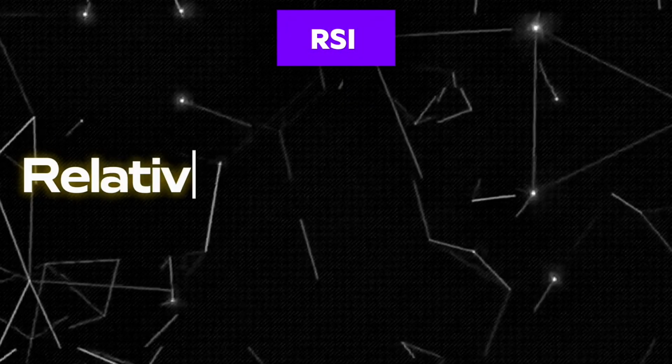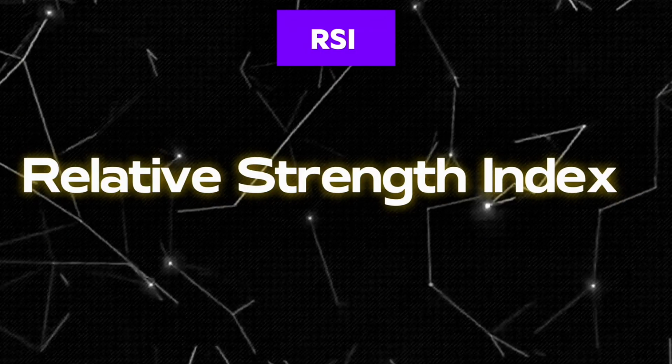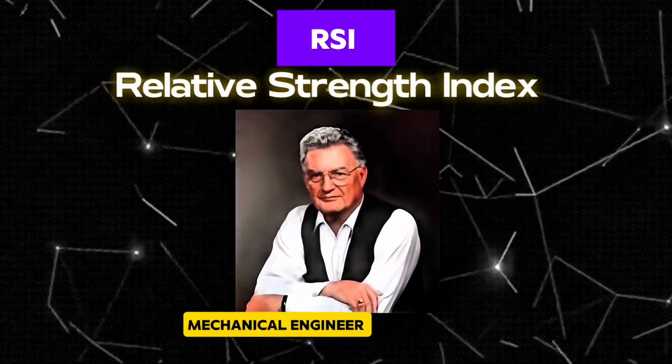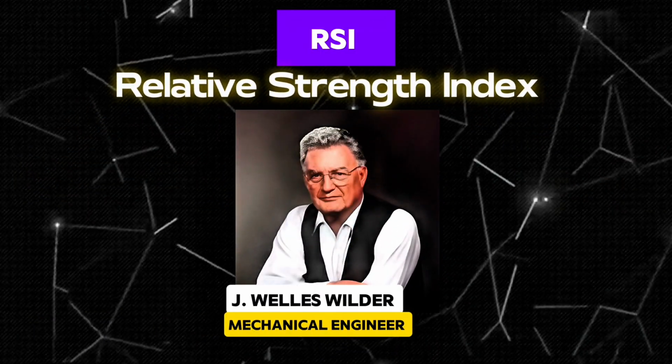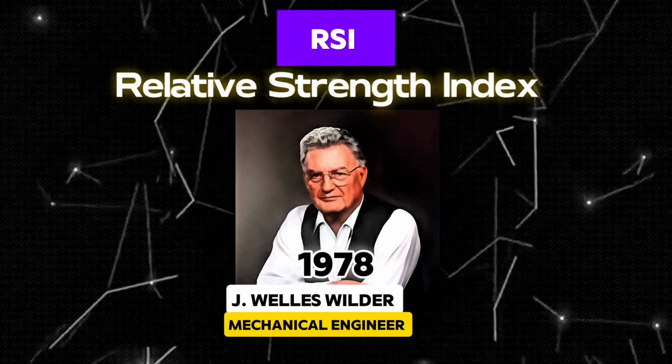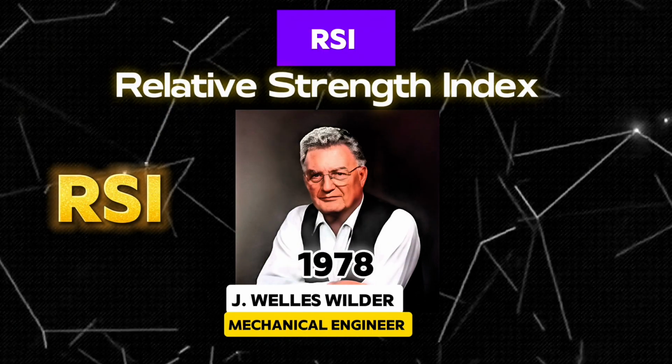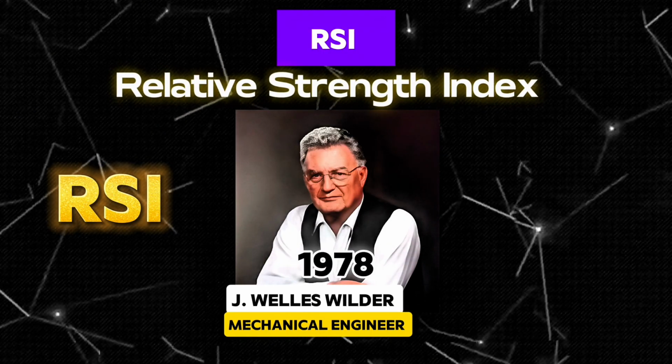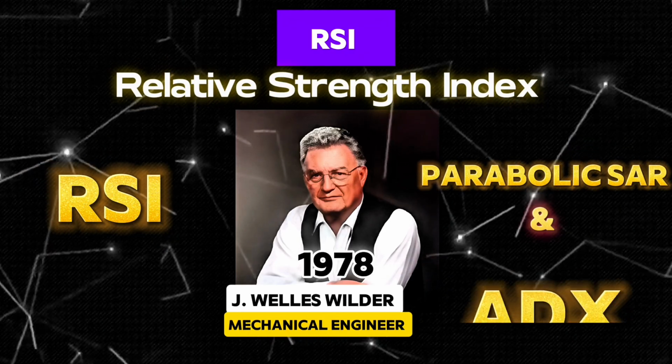The full form of RSI is the Relative Strength Index. This indicator was created by a mechanical engineer named J. Wells Wilder back in 1978. Along with RSI, he also developed other popular indicators like parabolic SAR and ADX.